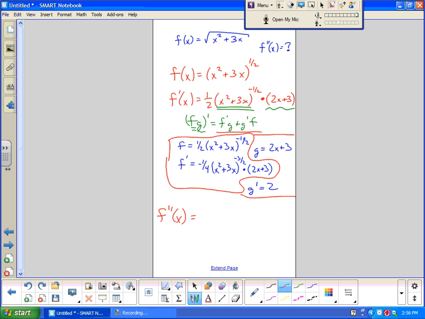F prime is negative 1/4 x squared plus 3x to the negative 3/2 power times 2x plus 3. Now that is f prime, but you guys see that g is the same? So I'm going to write that squared, because it's 2x plus 3 times 2x plus 3. Plus, now I got to do the next line, which is g prime f. 2 times the original derivative, which was 1/2 x squared plus 3x to the negative half. Now listen, I said you didn't have to simplify. I would just leave it that way.